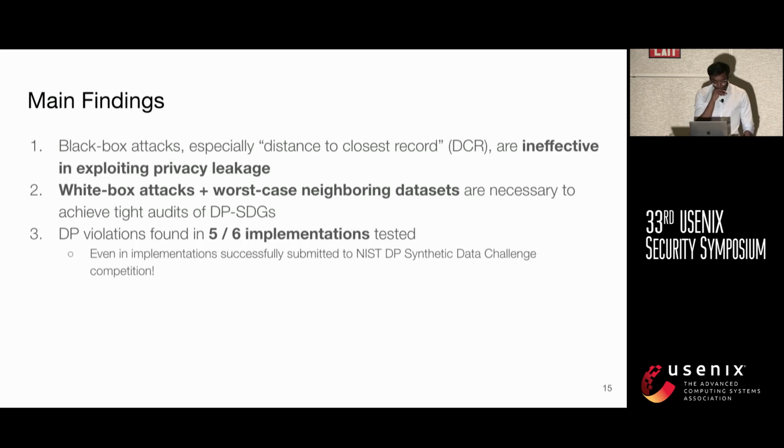synthetic data. Our main finding is firstly that black box attacks in general, and especially this distance to closest record metric, which is often used to empirically evaluate the privacy of synthetic data, are completely ineffective in exploiting any kind of privacy leakage, even in this strong DP setting. The second point, as I just made, is that white box attacks and worst-case neighboring data sets are necessary to achieve tight audits. And we conducted an audit of 6 implementations, 5 of them have bugs. 1 of them was even submitted to the NIST DP Synthetic Data Challenge competition.